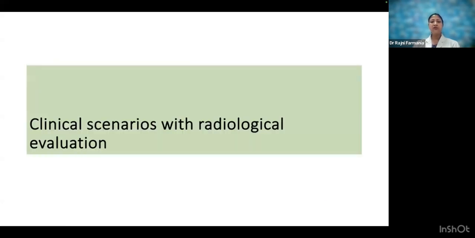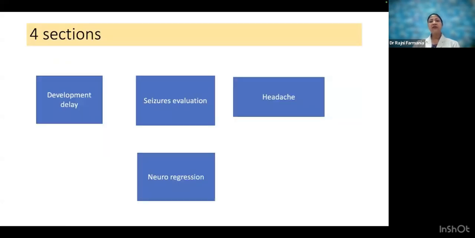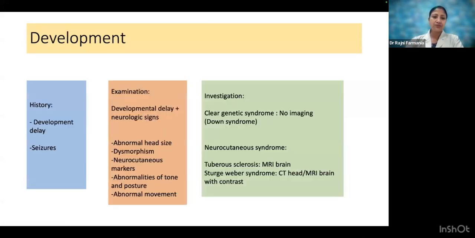So, clinical scenario, radiological evaluation. I've divided it into 4 sections. One is developmental delay. In pediatric neurology, the common complaints are, one, delay in development, and second, seizures. These are the most common. I would say 90% of the cases would come into either of these categories. Headache and neuroregression are another, lesser, part of our OPD practice.